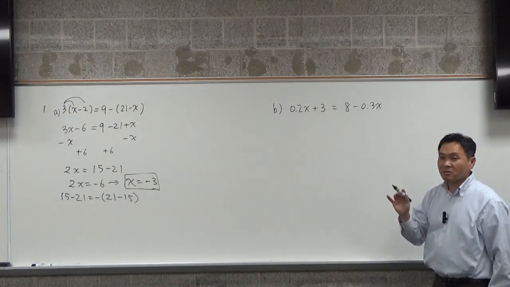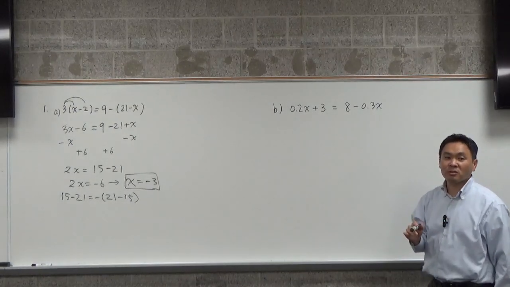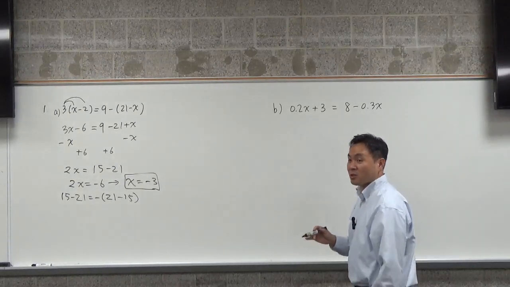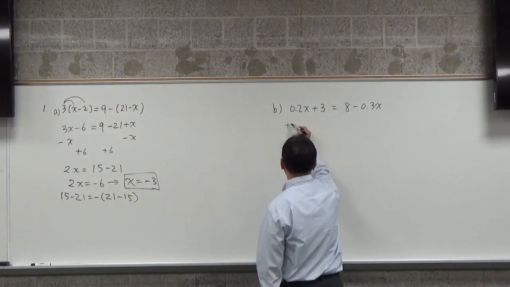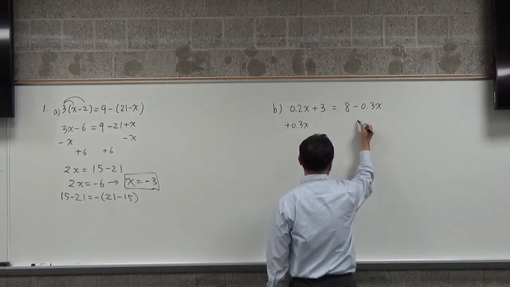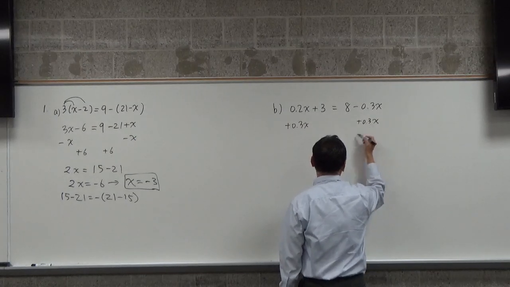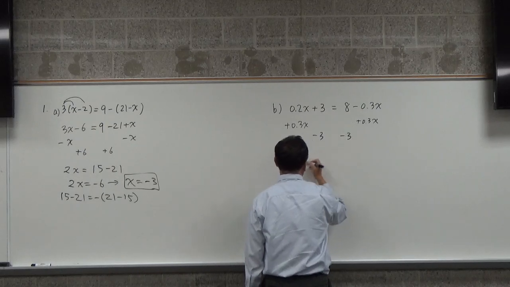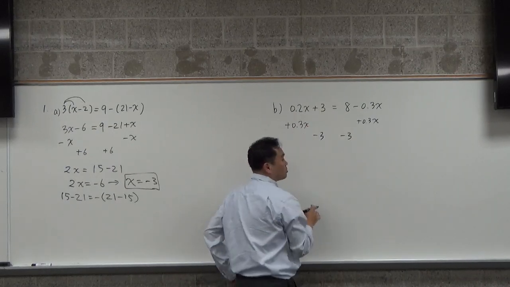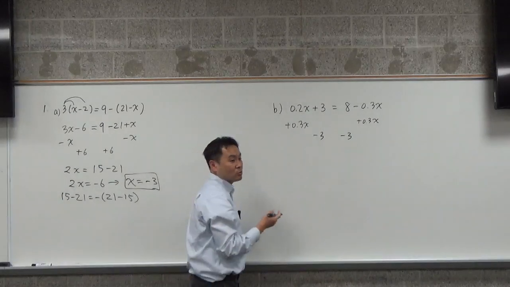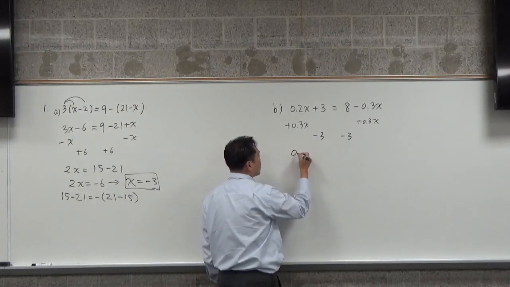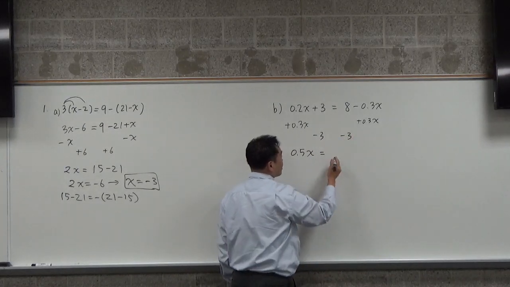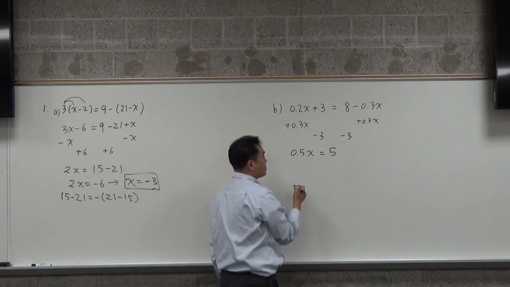Okay, this second one is slightly more challenging because now you have decimals. It's not much though. It's almost the same. You just have to add 0.3x both sides to cancel the 0.3x on the right. Subtract 3. And what's 0.2 plus 0.3? 2 plus 3 is 5, so 0.5x is what you have on the left side. What's 8 minus 3? That's 5.